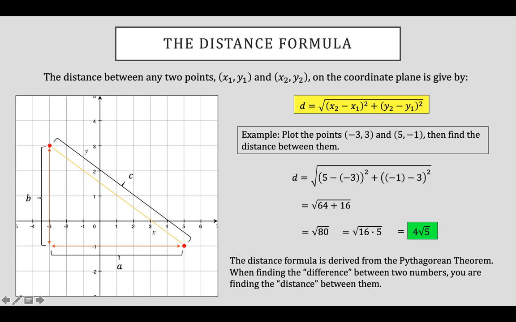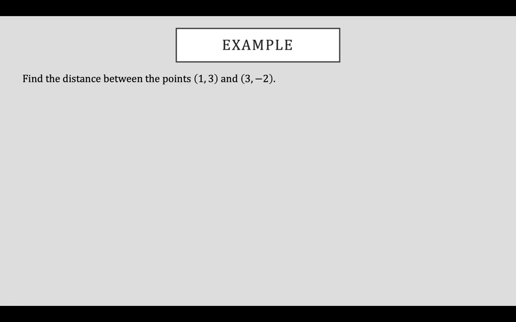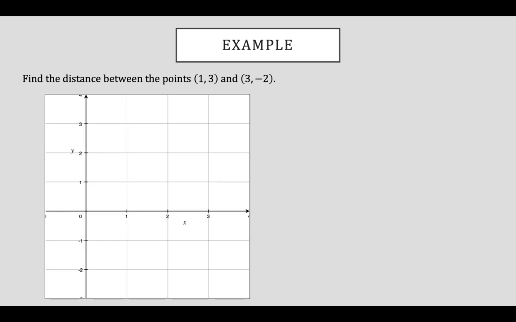So notice we have the Pythagorean theorem. C squared is equal to a squared plus b squared. All right, another example. Find the distance between the points (1, 3) and (3, -2). Well, let's plot the points.